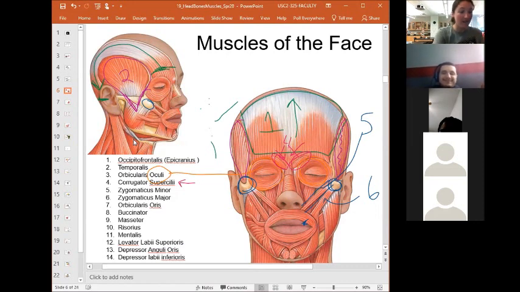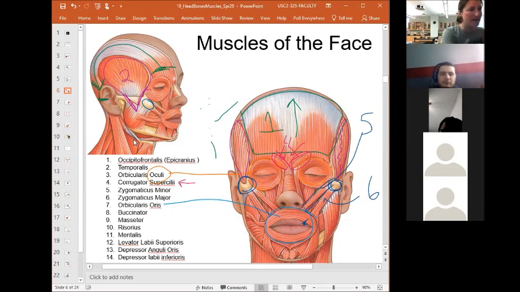Anyway, number 7, the orbicularis oris. Orbits around the oris or the oral region. So this muscle here is the orbicularis oris, number 7. This muscle helps you go ooh. When you contract it, it pulls your entire mouth together, so you can say ooh.